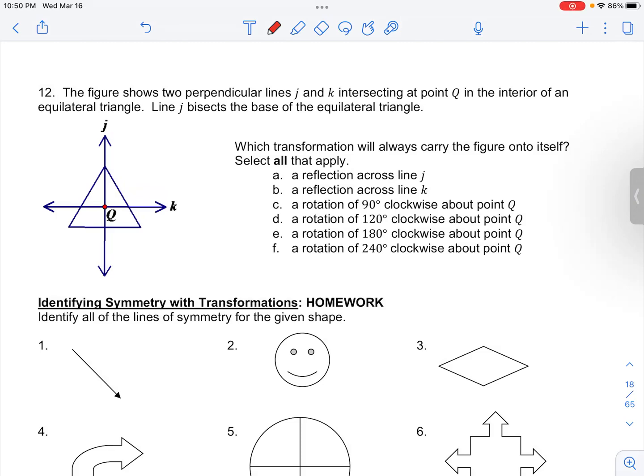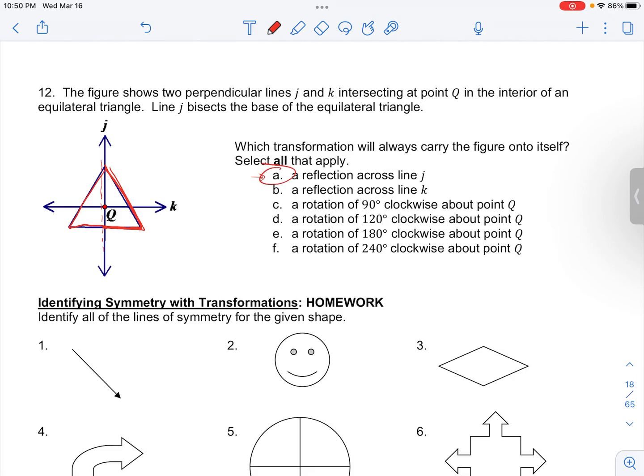Number 12 in your classwork for symmetry with transformations asks you to select which transformation will carry the figure onto itself. So we want to map this equilateral triangle onto itself with some transformation. So first, let's check this. A, a reflection across the line J. So of course, if we fold this figure in half over line J, we would get a figure that maps onto itself. So we can select A.